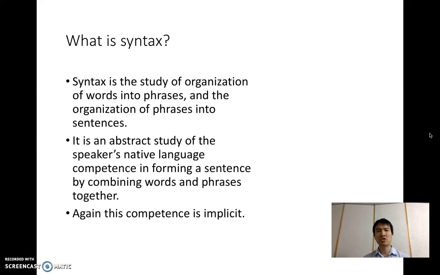And syntax concerns the abstract study of native speakers' competence in forming a sentence by combining words and phrases together. So in our mental representation, we have the knowledge and the ability to combine words together and to combine phrases together to form a sentence. And this knowledge, this competence, is implicit, which means that we just do it, but we don't know how we do it, right? So this is the challenge here.